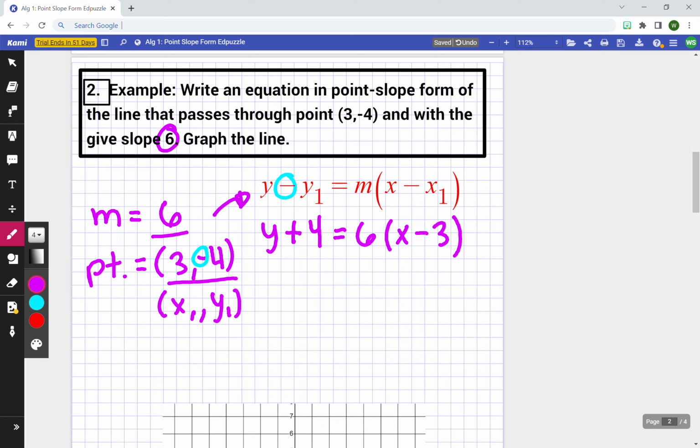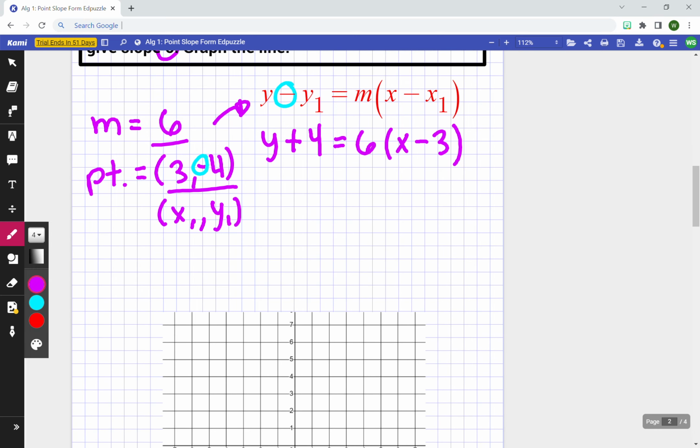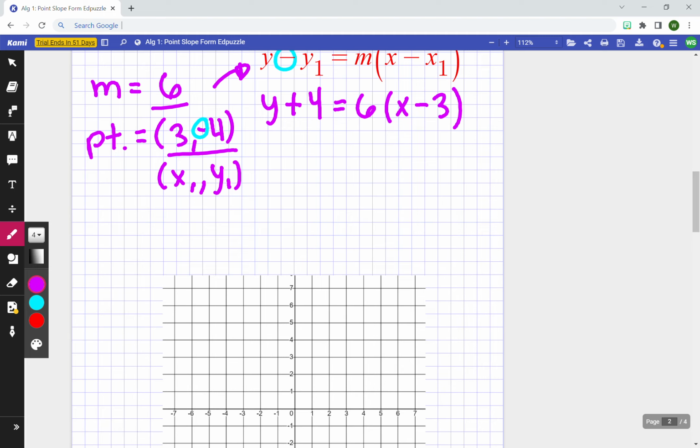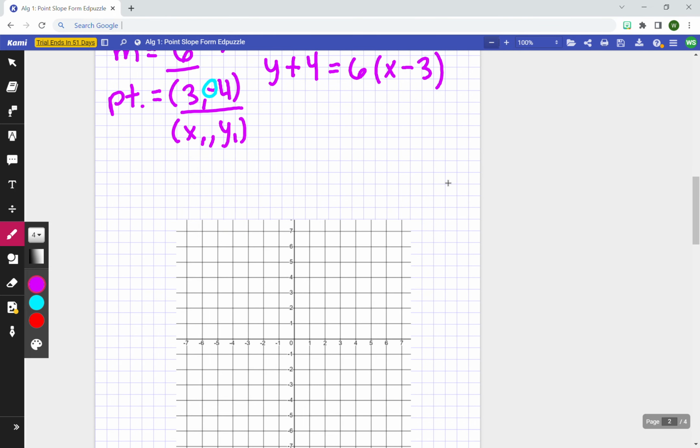And we're given enough information to also graph the line. To graph the line, we can start with our point, which is (3, -4). Let me make this a little bit smaller so we can look at both pieces of information at the same time. So we're going to go to the right 3, because again, that's our x, and down 4, because it's negative 4, and we'll have a point right here.